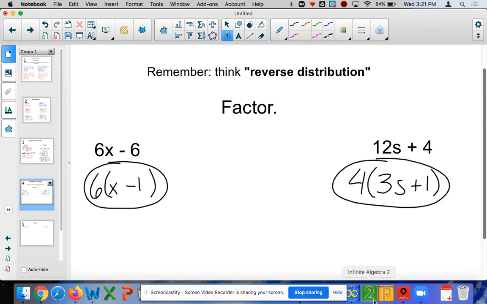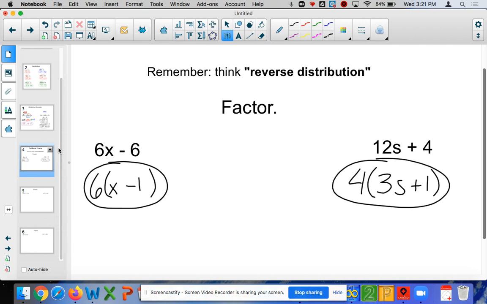And again, how can you check to make sure that that is actually the answer? You distribute it. 6 times x is 6x. 6 times negative 1 is negative 6, so we're good there. 4 times 3s is 12s. 4 times 1 is 4. We're good on both times. So yeah, awesome.